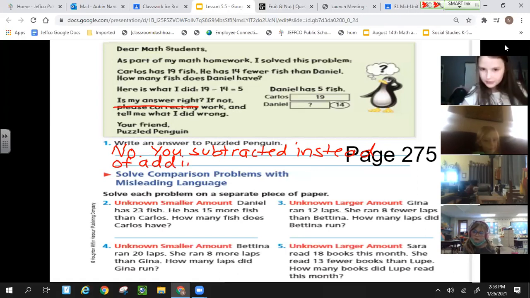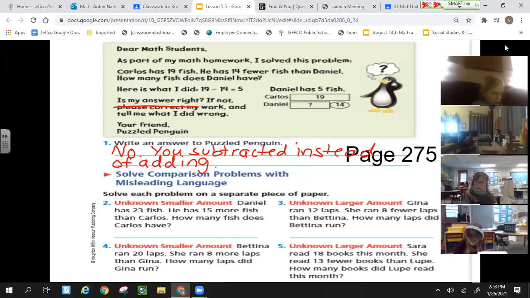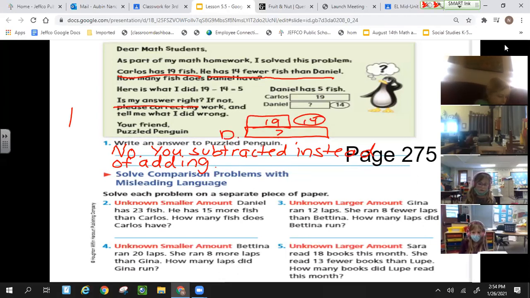Instead of adding. So now we need to add it, right? Because if Carlos has 19 and that's 14 fewer fish than Daniel, Daniel would be down here. Carlos would be here. 14 would be here.